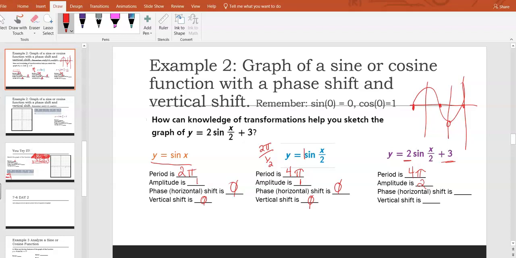The amplitude is 2. The phase shift, I'm not adding or subtracting anything inside, where there would be kind of invisible parentheses. So there's no phase shift, but I am shifting it up 3. So this is how, after I do the sine and multiply by 2, then I added 3 to everything. So that's a vertical shift.